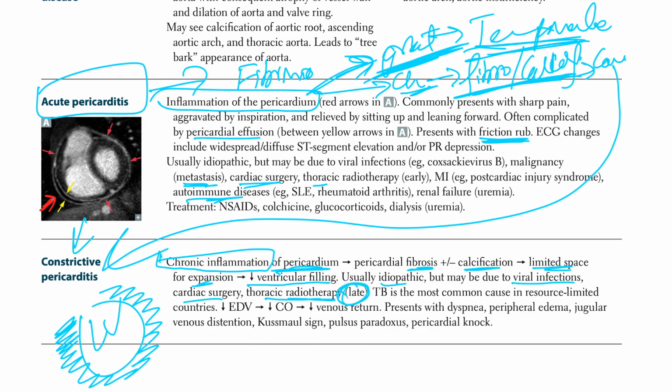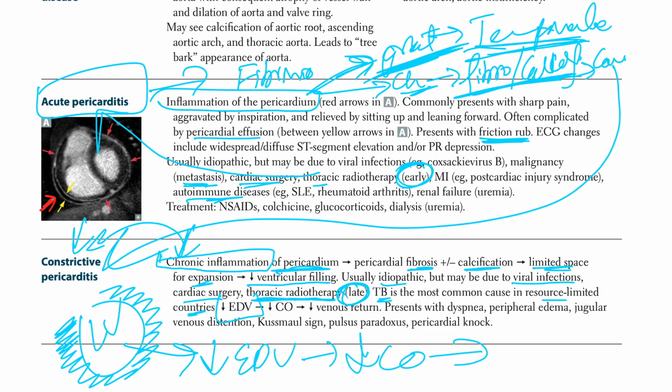Usually idiopathic, but maybe due to viral infections or cardiac surgery, thoracic radiotherapy. Here's the late. If you persistently give thoracic radiotherapy, you're going to cause chronic inflammation, and that's going to cause constrictive pericarditis. But if you give radiotherapy acutely, just for a couple of weeks, it's going to cause acute pericarditis. Tuberculosis is the most common cause in resource-limited countries. Because you can't fill the left ventricle, you will have decrease in the end diastolic volume, which will decrease the cardiac output, and the venous return is also less.